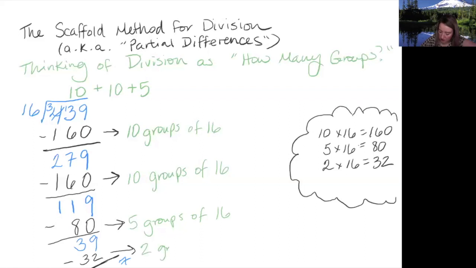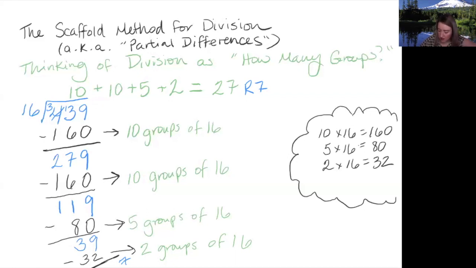I used 2 groups of size 16. That was the last packaging up that I needed to do. Mark it on top, and then I can add up all my groups. So 10 plus 10 is 20, plus 5 is 25, plus 2 more is 27, and I still have a remainder of 7. So that's my answer. I was able to make 27 groups of 16, and I have a remainder of 7.